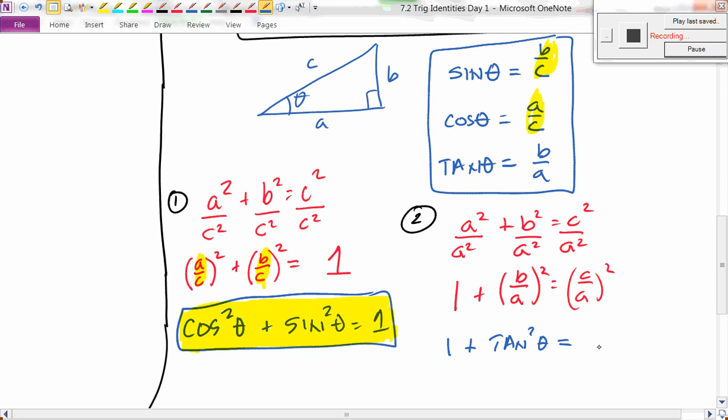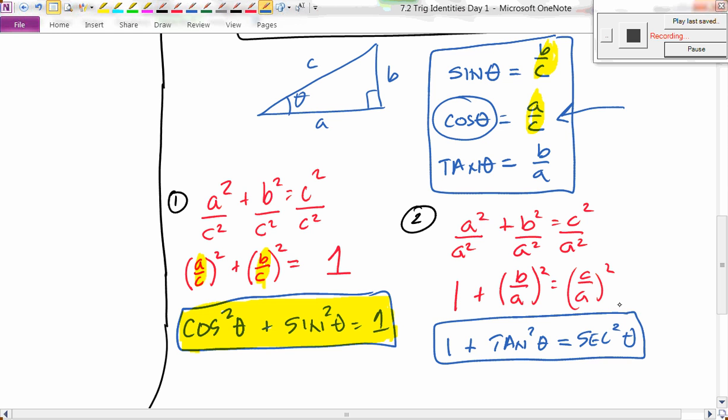I don't have a c over a, dang it. Yeah, but notice that c over a is the reciprocal of cosine, and we know that the reciprocal of cosine is secant, so, oh yes, this is secant squared of theta. Dude, it's kind of crazy that all these come from just a little tiny cheesy picture of a triangle. I think that's amazing.